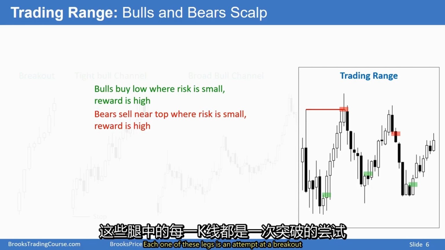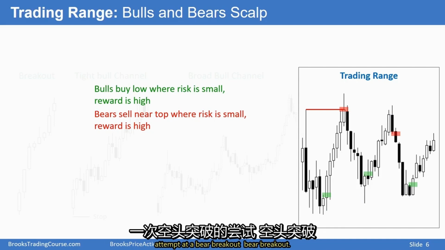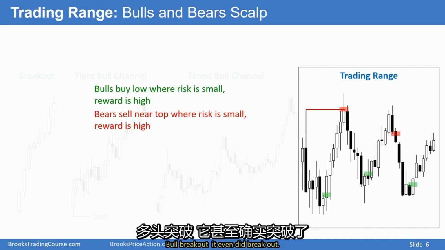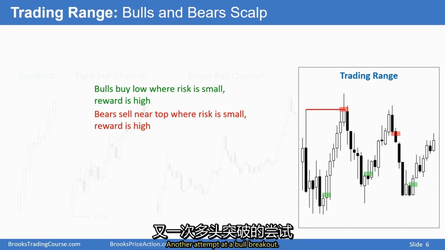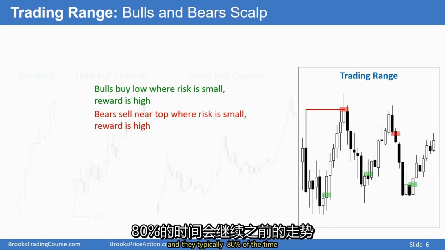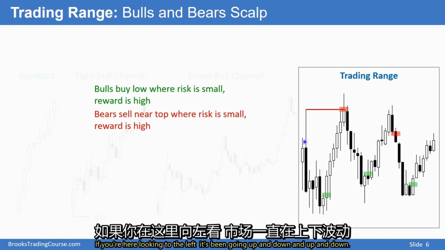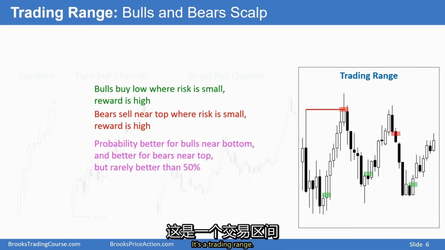In the trading range, 80% of breakout attempts fail. Each one of these legs is an attempt at a breakout, an attempt at a bear breakout, attempt at a bear breakout, bear breakout. Bull breakout, it even did break out. Another attempt at a bull breakout. Markets have inertia, and they typically, 80% of the time, continue what they've been doing. So you just look to the left to see what the market has been doing. If you're here looking to the left, it's been going up and down and up and down. It's a trading range.